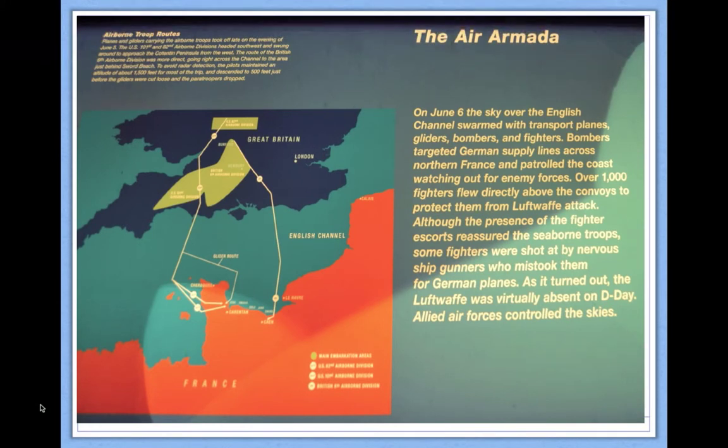On June 6th, the sky over the English Channel swarmed with transport planes, gliders, bombers, and fighters. Bombers targeted German supply lines across northern France and patrolled the coast, watching out for enemy forces. Over 1,000 fighters flew directly above the convoys to protect them from Luftwaffe attack. Although the presence of the fighter escorts reassured the seaborne troops, some fighters were shot at by nervous gunners who mistook them for German planes. As it turned out, the Luftwaffe was virtually absent on D-Day. Allied forces controlled the skies.